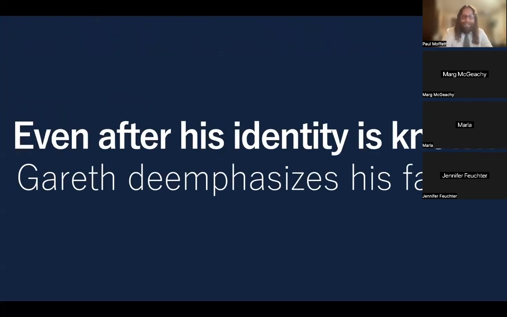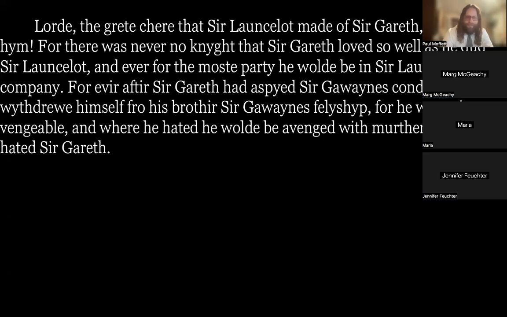Having said that, even after his identity is known, Gareth de-emphasizes his family. So after everybody knows who Gareth is, we have this section: "Lord, the great cheer that Sir Lancelot made of Gareth and he did of him, for there was never no knight that Sir Gareth loved so well as he did Sir Lancelot. And ever for the most part he would be in Sir Lancelot's company, for ever after Sir Gareth had espied Sir Gawain's conditions, he withdrew himself from his brother Sir Gawain's fellowship, for he was ever vengeful, and where he hated, he would be avenged with murder, and that hated Sir Gareth."